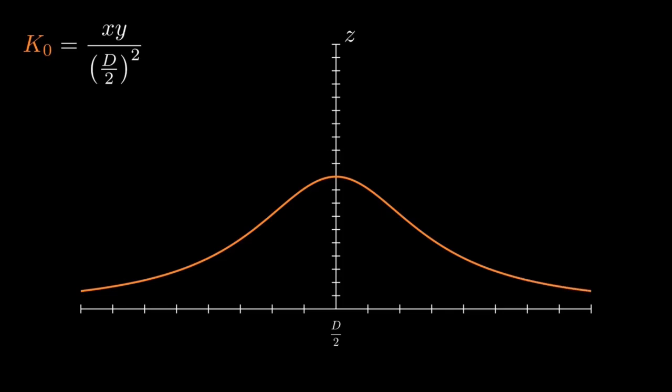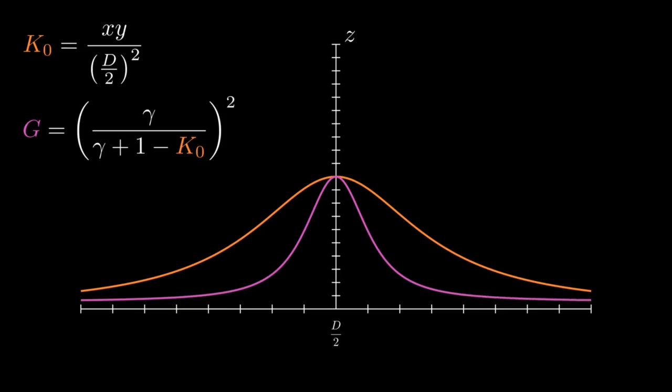At D over 2, it was equal to 1. And as the token balances go further away from D over 2, we saw that this function K0 gradually decreased to 0. We observed a similar behavior for the function G. When the tokens are perfectly balanced, G is equal to 1. As the token balances go further away from this D over 2, this function will gradually decrease. However, it does not decrease to 0. Since K0 will decrease to 0, this function G will decrease to gamma over gamma plus 1 raised to the power of 2.